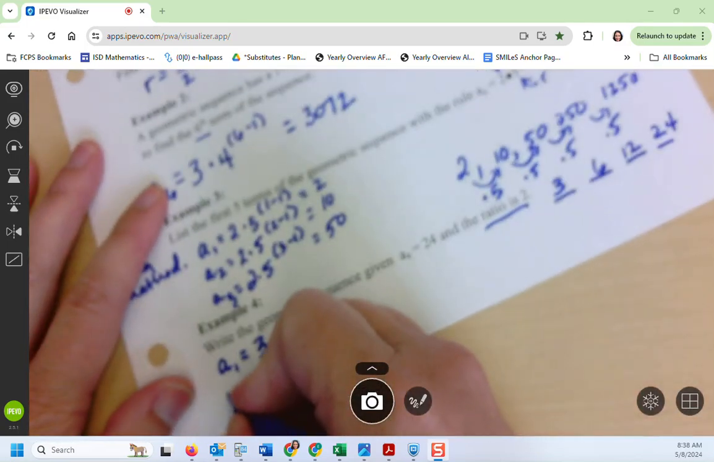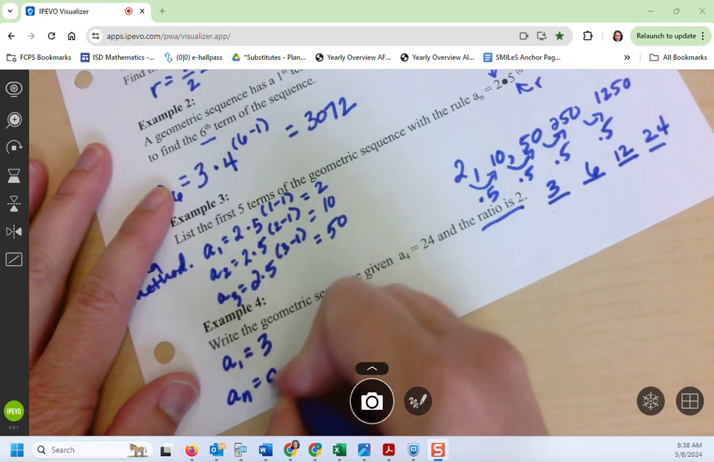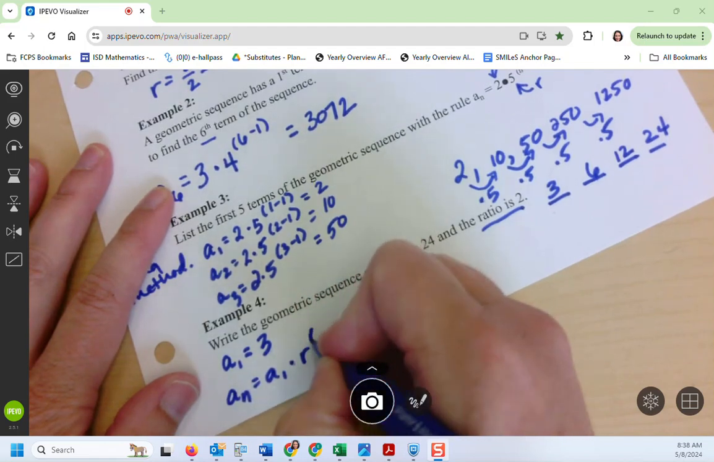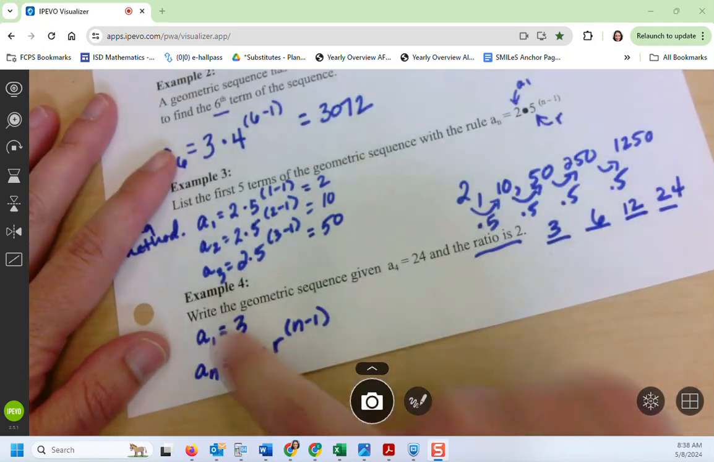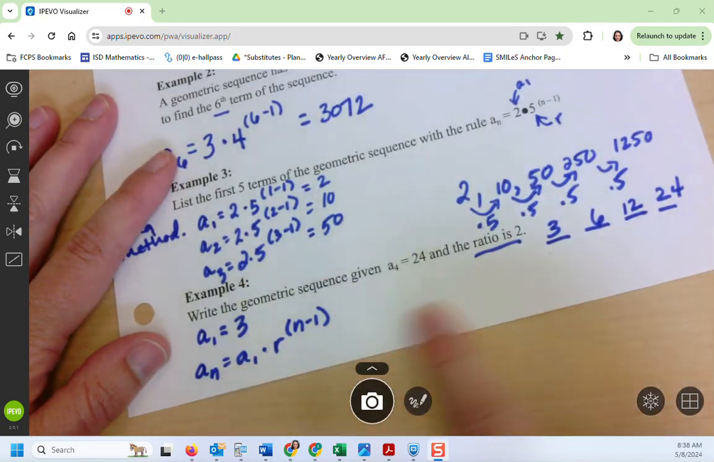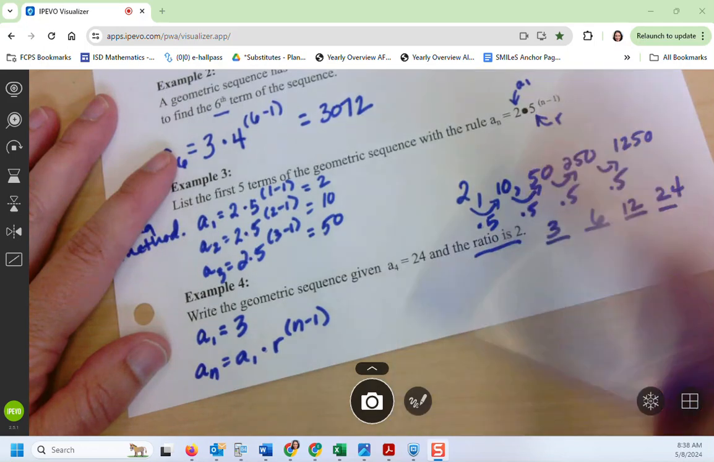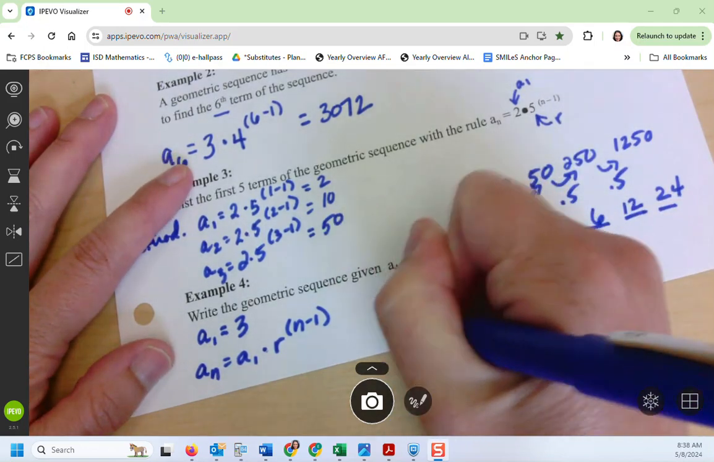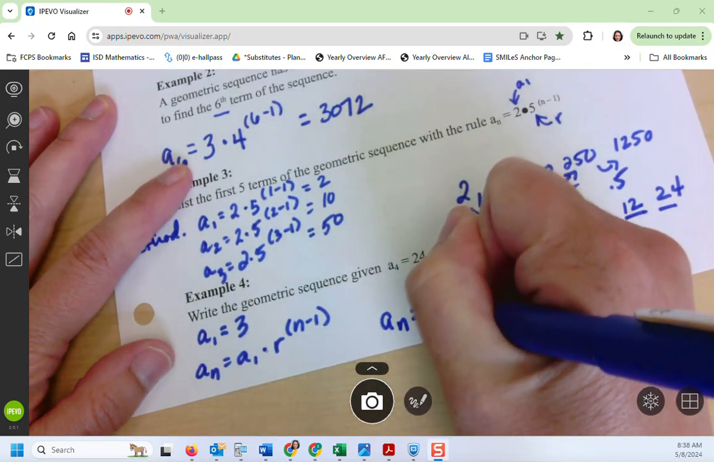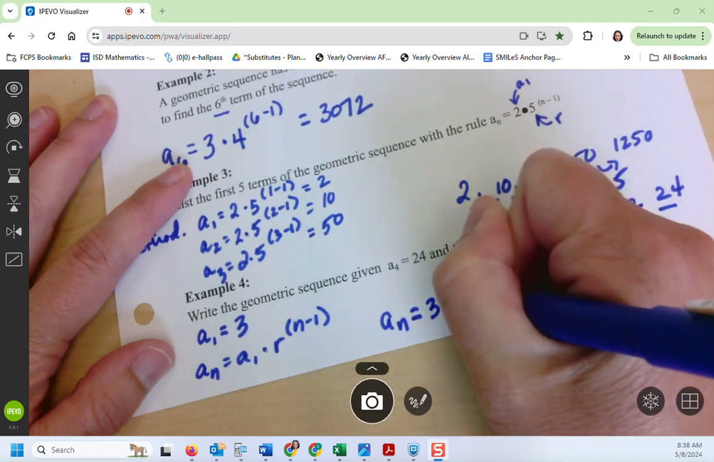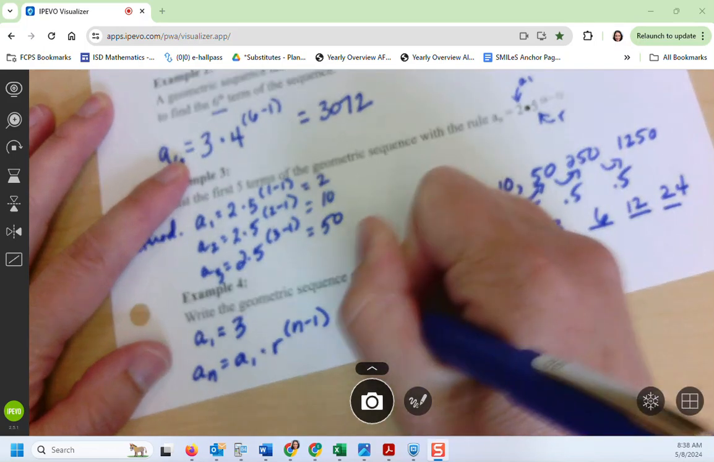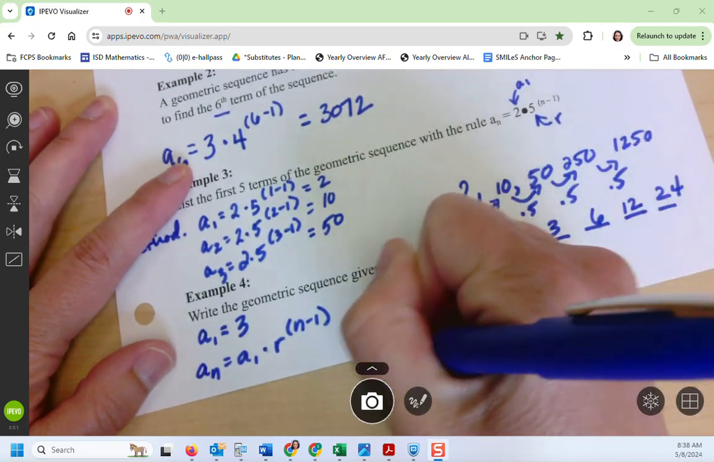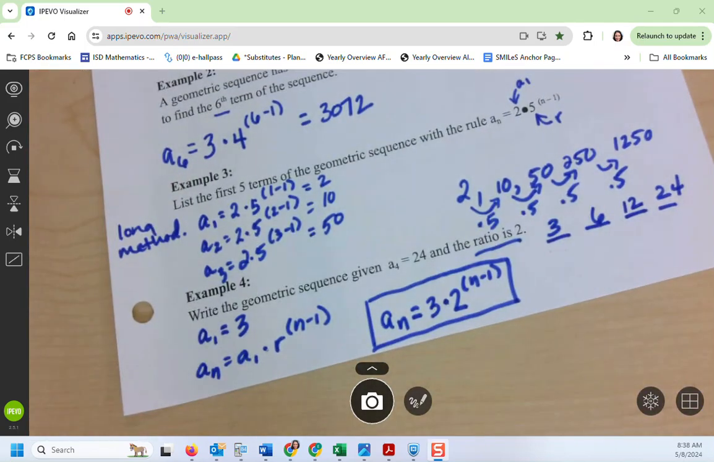I'm going to copy the formula here, and then rewrite it using 3 for a sub 1 and 2 for r. A sub n equals 3 times 2 to the n minus 1. And that's it. All right, who has a question?